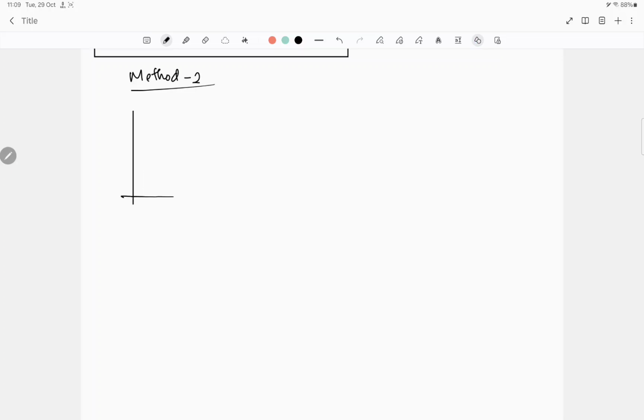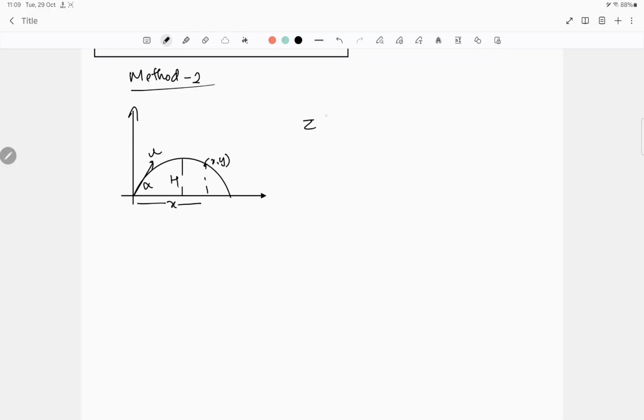Let's define our axis first. Here is the projectile, here is the initial velocity u, at angle alpha. This is the maximum height. So at any point here, x comma y, this is the x coordinate, right? So we'll solve this problem by the torque method.